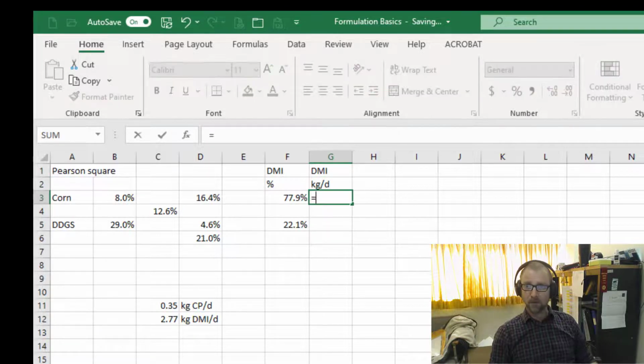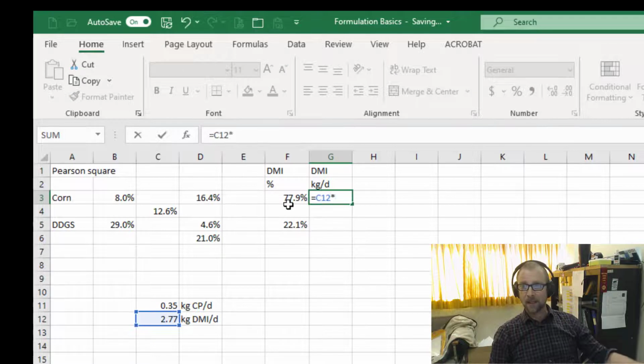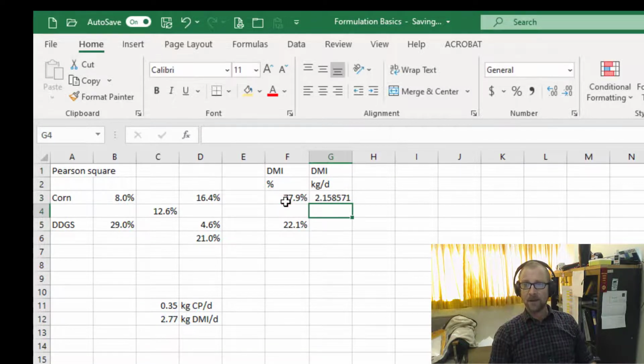If this animal, this ewe, is going to eat 77.9% of its feed as corn, and this much of its diet, this is how much it's going to eat in a day, that means it's going to eat that times 77.9. Okay, and that means that the animal is going to eat 2.185. Okay, and I'm just going to use this thing to decrease the decimal points, 2.16.